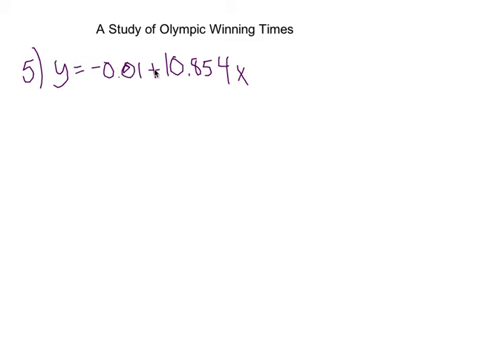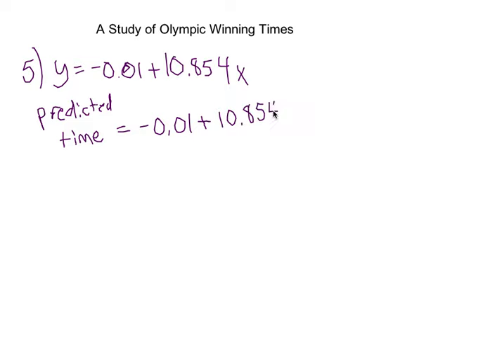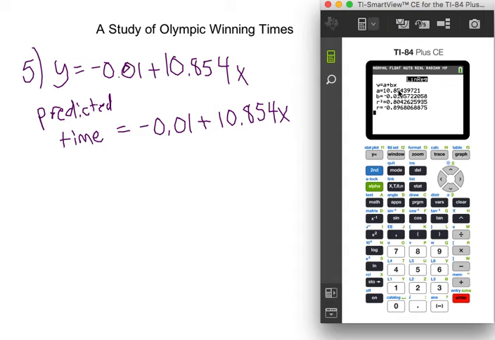This is just the men's side. Again, you're going to have to go back and do the women's side, the same exact steps. Y was our time, and it is predicted time is going to be equal to negative 0.01 plus 10.854x. I feel like I missed something there.